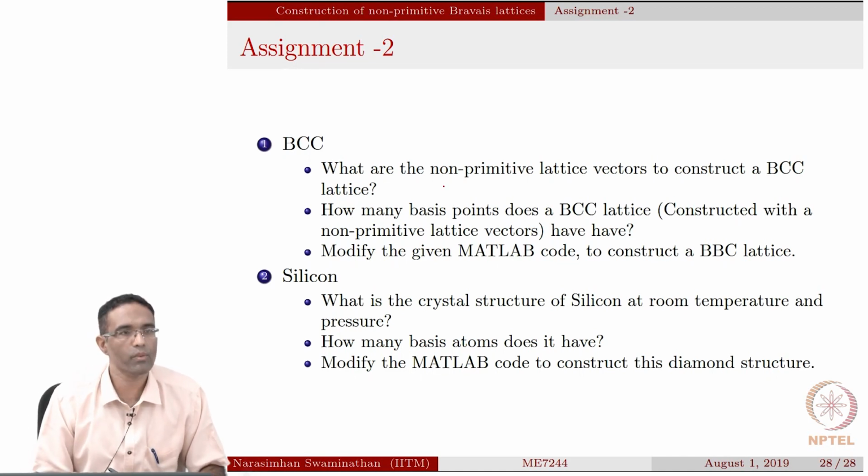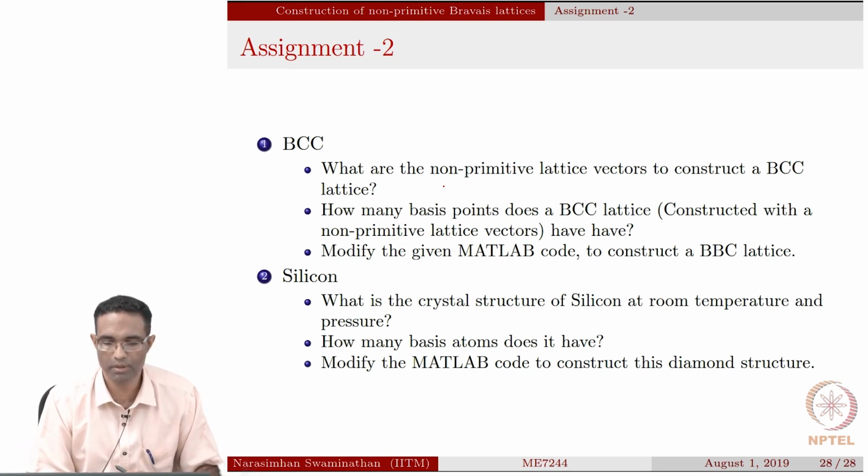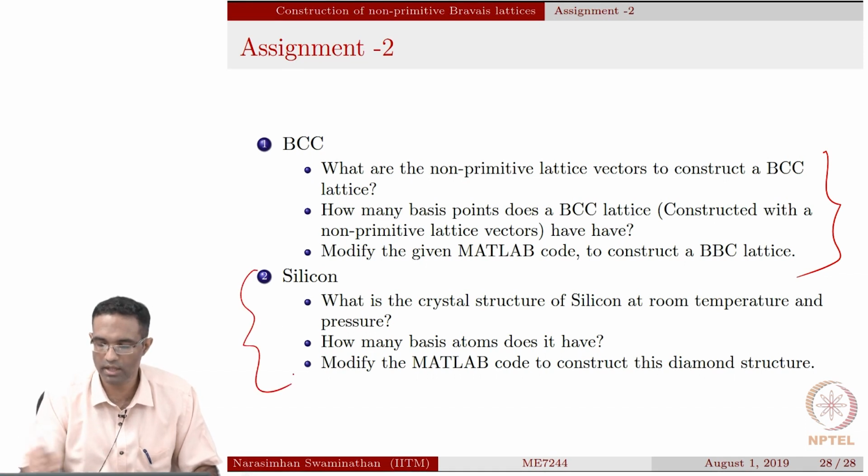The next assignment that I want you to take a look at is what are the lattice vectors to construct a non-primitive BCC lattice. We just did that very quickly here, and I will share the codes with you, and you should be able to modify this to generate these lattice structures and convince yourself that what you are getting is indeed a BCC. How many basis points, all that. This is the first assignment.